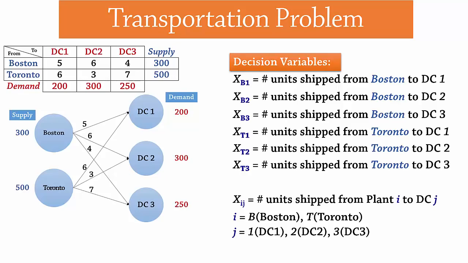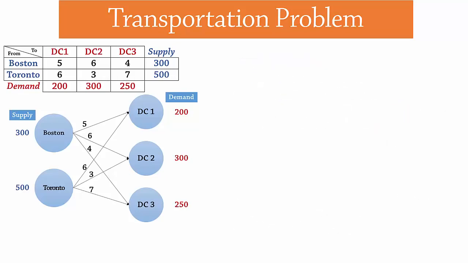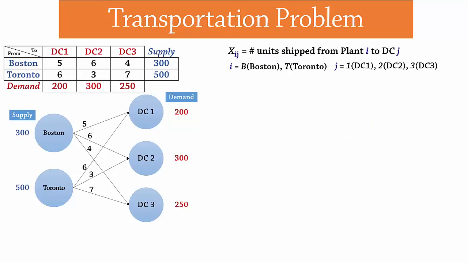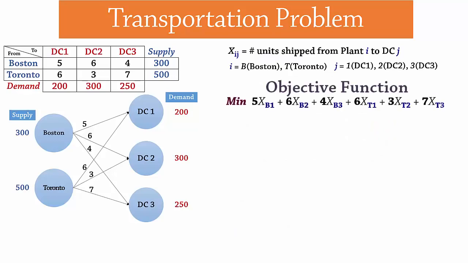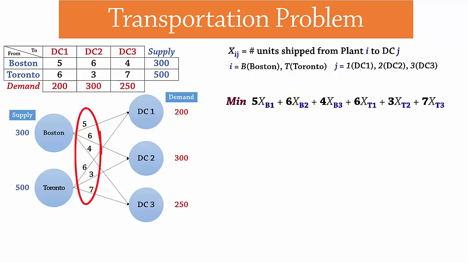Next, we can state the objective function. Since the objective function is to minimize cost, we write the objective function as follows. Minimize 5 times the number of units shipped from Boston to DC1 plus 6 times the number of units shipped to DC2 and so on. Note that every single cost is accounted for in the objective function.